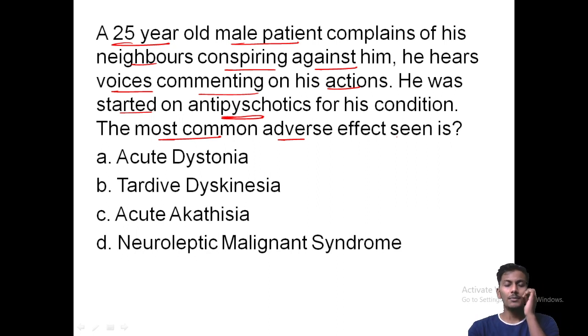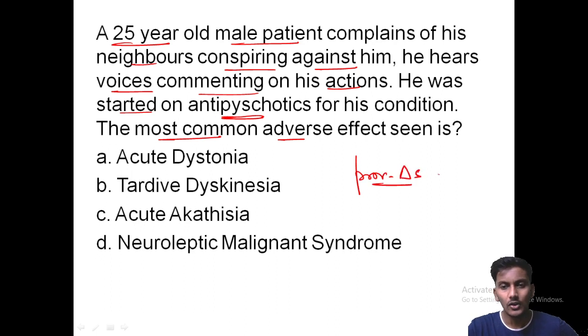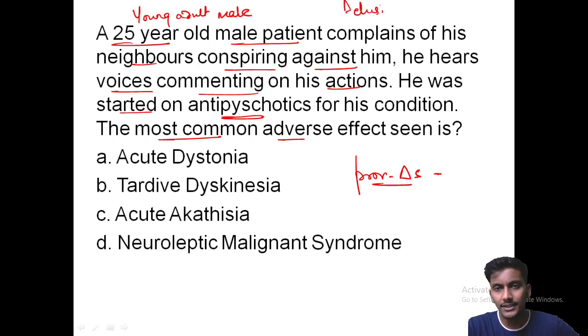Okay. So please remember guys, this is usually a case of what? Let's put a provisional diagnosis at first. Very easy. A young adult male suffering from what? He feels that neighbors are conspiring against him. This is what? Delusion of persecution.